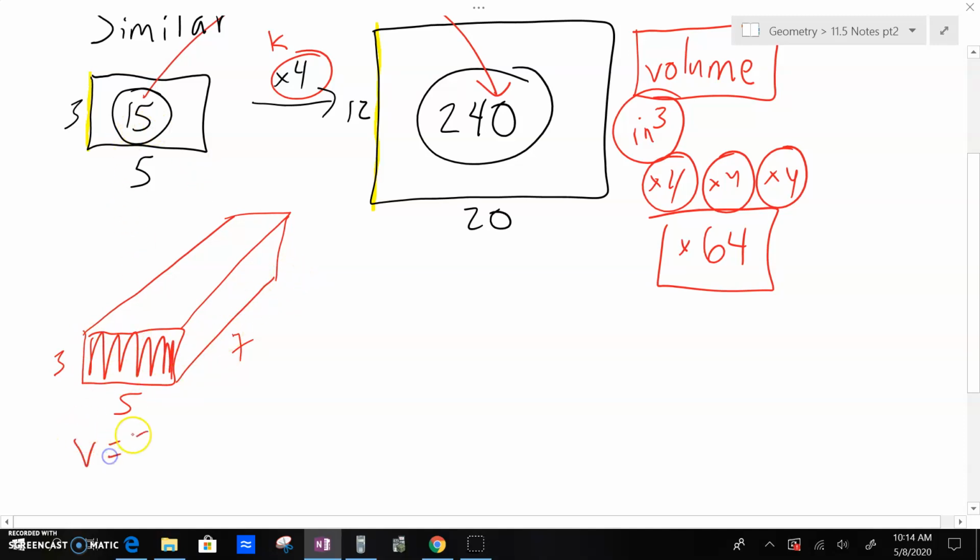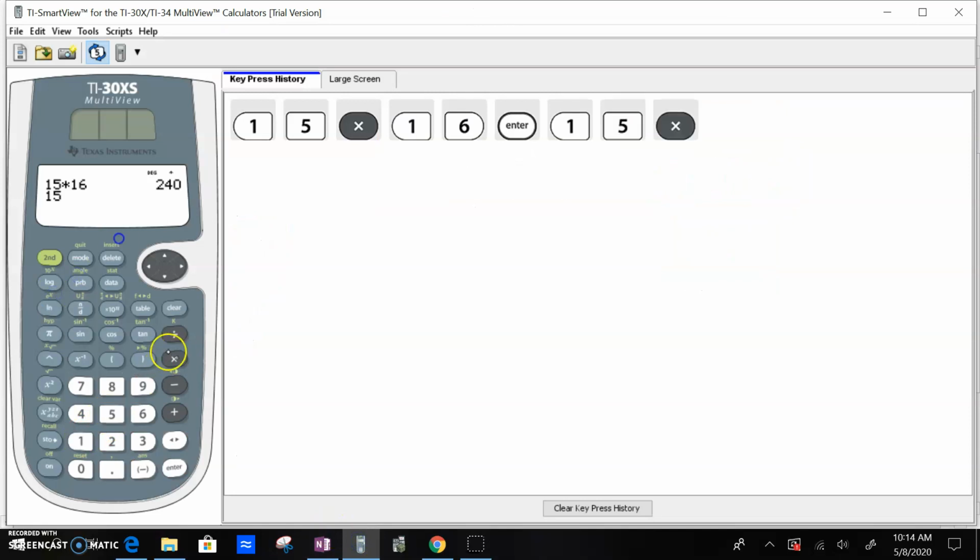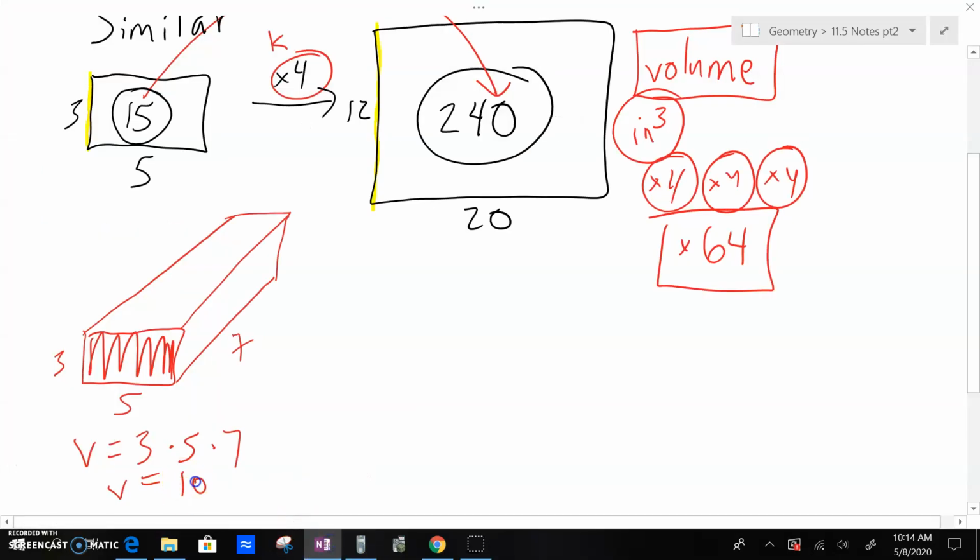Well, the volume of that would be 3 times 5, which is the area of the base, that's our 15, times 7, that's our height. So 15 times 7, let's make sure I don't make a computation error as I'm working through this example. That'd be 105. So that means our volume is 105.